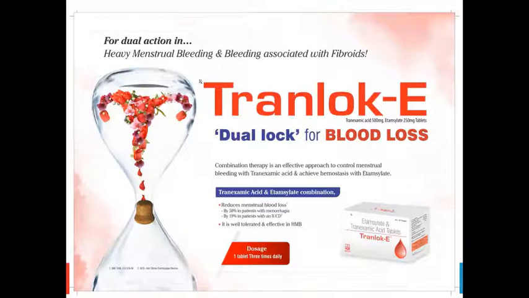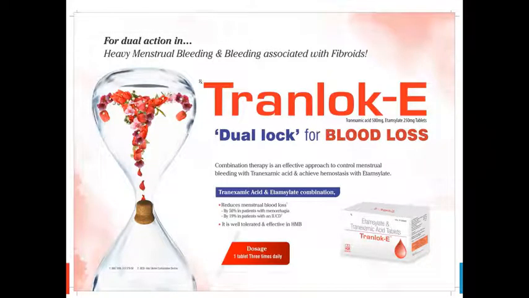Doctor, for dual action in heavy menstrual bleeding and bleeding associated with fibroids, prescribe Tranlock E. It contains tranexamic acid 500 mg and etamsylate 250 mg tablet. It is a dual lock for blood loss.